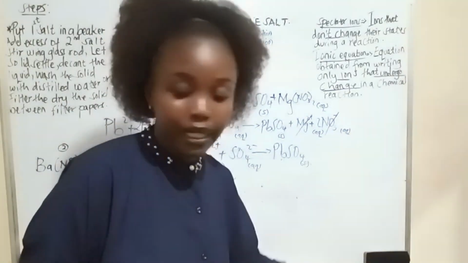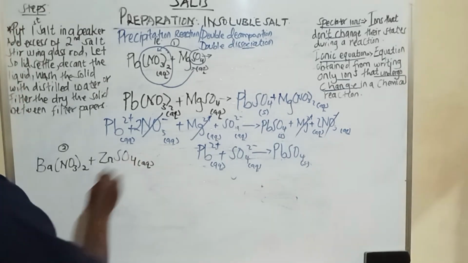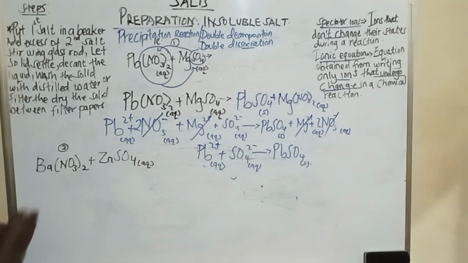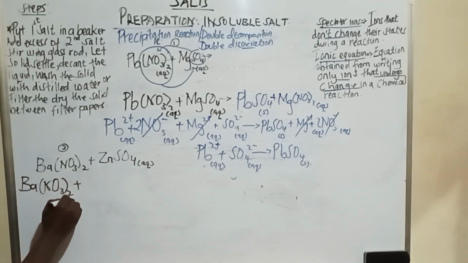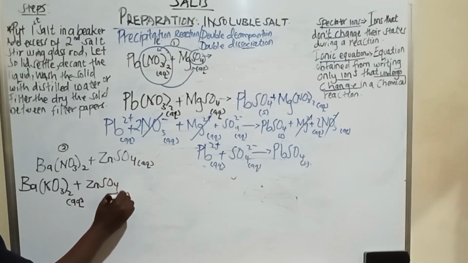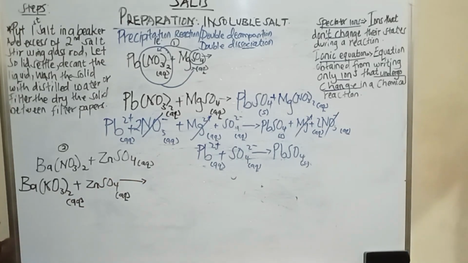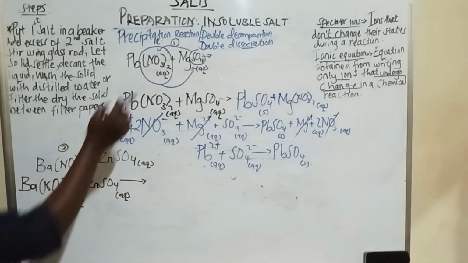So maybe we can proceed and write the second one, which is the reaction between zinc sulfate and barium nitrate. So we can just rewrite it here. We say barium nitrate, you react it, it is aqueous because all nitrate salts are soluble. Zinc sulfate also. So we are going to have the exchange of anions, the negatively charged ions, these ones and these ones. We are going to swap them, the way we swapped here.